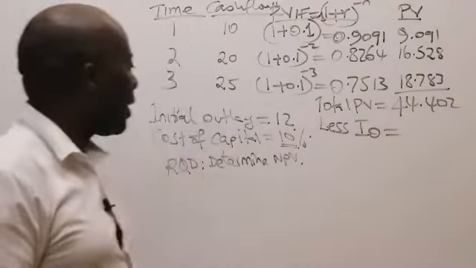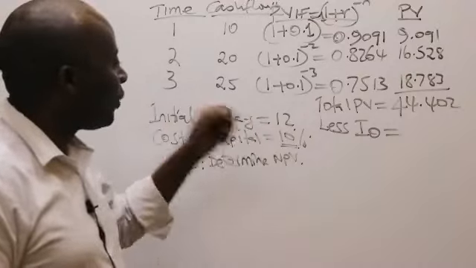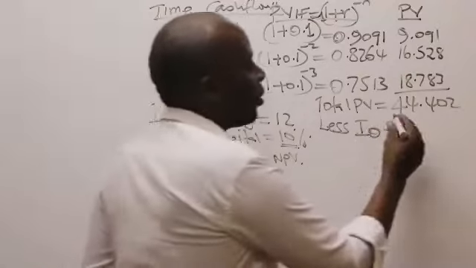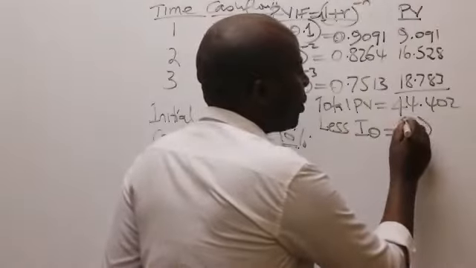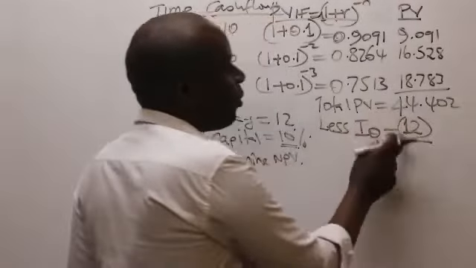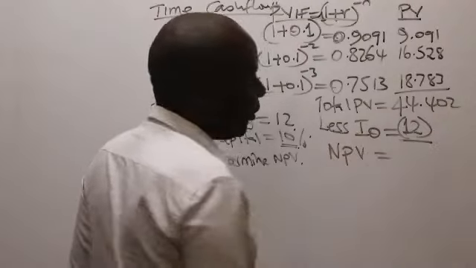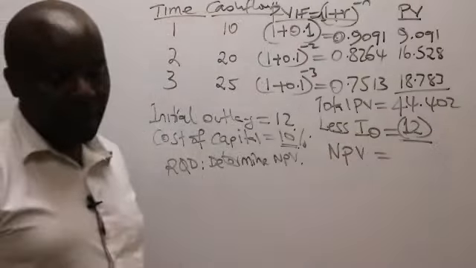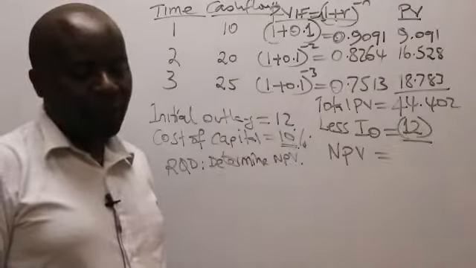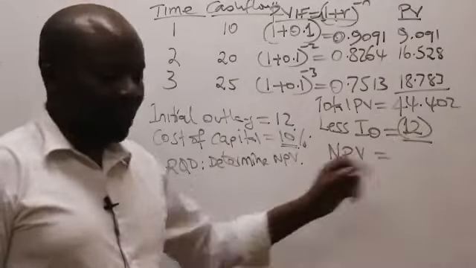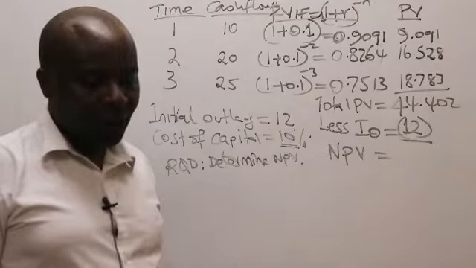The investment is given here. The initial outlay, the cost of the project, is 12. So please go ahead and deduct this. So 44 minus 12, you'll be able to give me what we call the net present value. So net present value will be 44 minus this, which gives me what figure at the end of the day?